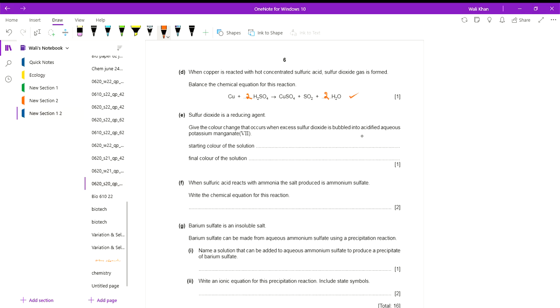Sulfur dioxide is a reducing agent. Give the colour changes that occur when excess sulfur dioxide is poured into acidified aqueous potassium manganate. Starting colour of the solution: it is potassium permanganate, sorry, potassium manganate, so it is purple. Starting colour is purple, final colour colourless.